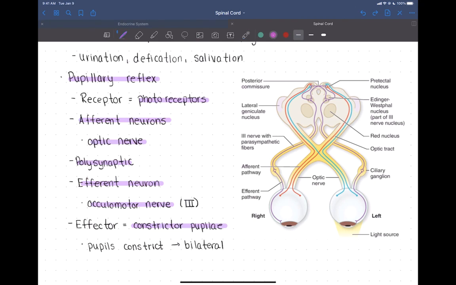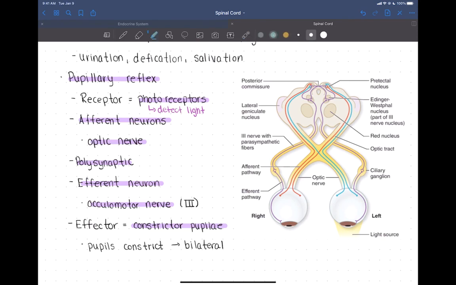So the receptor for this reflex is called a photoreceptor. Photoreceptors detect light. So obviously we have photoreceptors in our eyes, the retinas of our eyes. They're going to detect that light, and they're going to send that information. So we're looking here at the red ones. They're going to take information from the retina detecting light to the brain. And they're going to travel through the optic nerve.